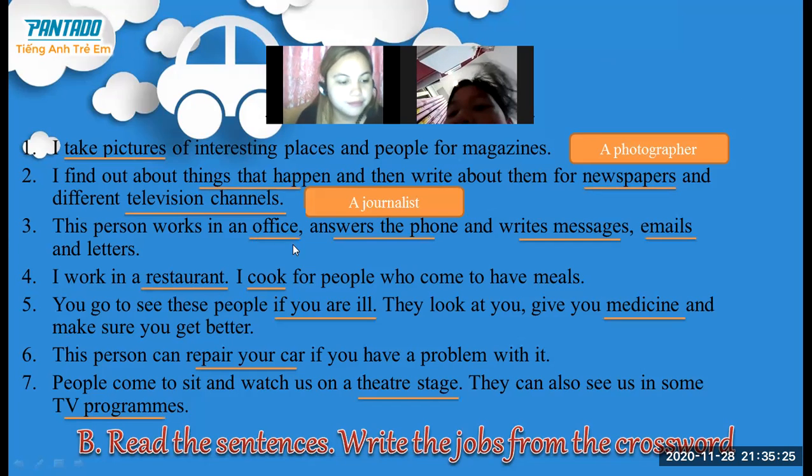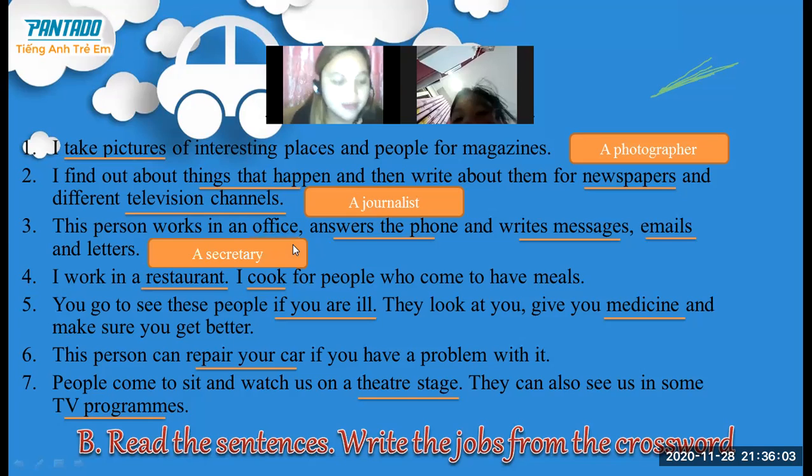Number 3, this person works in an office, answers the phone, and writes messages, emails, and letters. So what is this job? Number 3. Starts with letter S. Sec... I don't know. Oh, you forgot again. I told you this one. This is a secretary, okay? Okay?